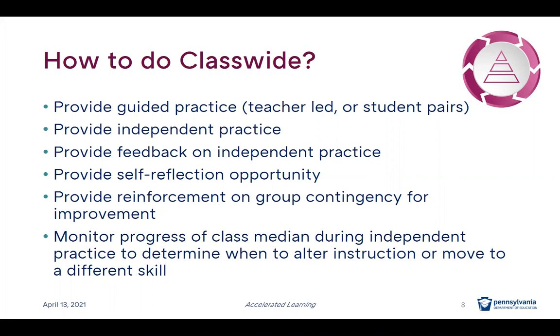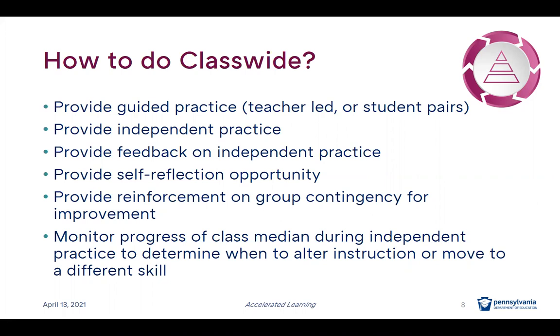We also want to make sure that during that 10 to 15 minutes of daily class-wide intervention, there is also time set aside for independent practice, meaning that students are working by themselves to complete the task or work on the skill that they are practicing during class-wide. Another important aspect of class-wide intervention is feedback, specifically feedback on the independent practice. It's not enough that students work on something during class-wide, they also need to receive immediate corrective feedback during that 10 to 15 minute period.